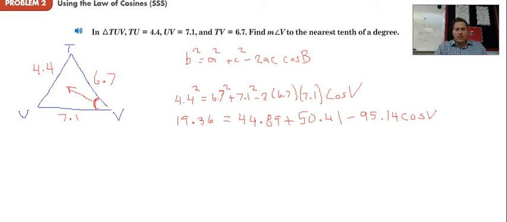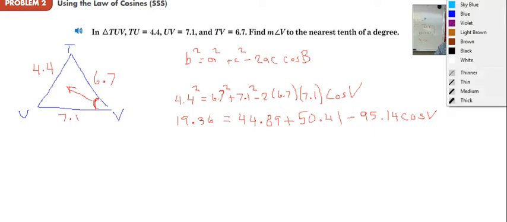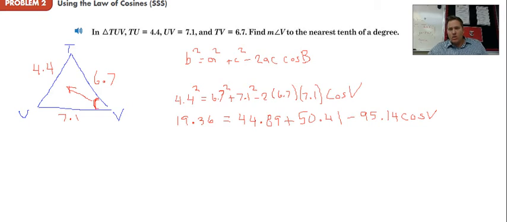My whole objective is to get this angle V all by itself. What am I going to do first? I can combine these two together, but I can't combine the other term because it still has that times cosine. If I take 50.41 and add it to 44.89, this gives me 95.3. I'm going to bring this down: 95.3 minus 95.14 times the cosine of V, and this still equals 19.36.